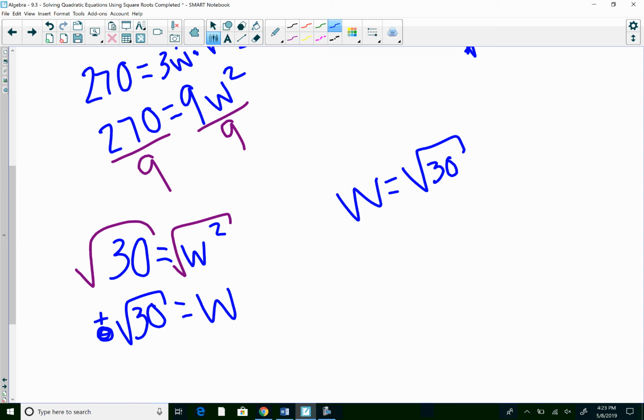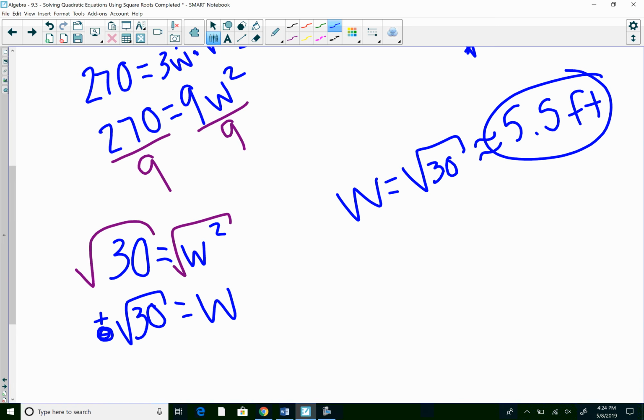It all kind of depends on what the problem is specifically asking you for. It could ask you to write it as a decimal. So quickly grab your calculator, figure out what is the square root of 30. That turns into about 5.477225575. So just rounding would be something like 5.5 approximately feet.